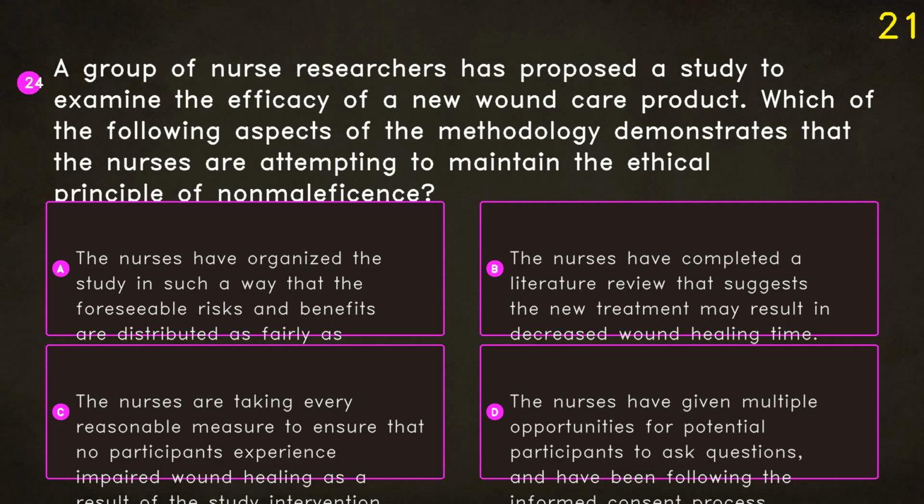B. The nurses have completed a literature review that suggests the new treatment may result in decreased wound healing time. C. The nurses are taking every reasonable measure to ensure that no participants experience impaired wound healing as a result of the study intervention. D. The nurses have given multiple opportunities for potential participants to ask questions, and have been following the informed consent process systematically.